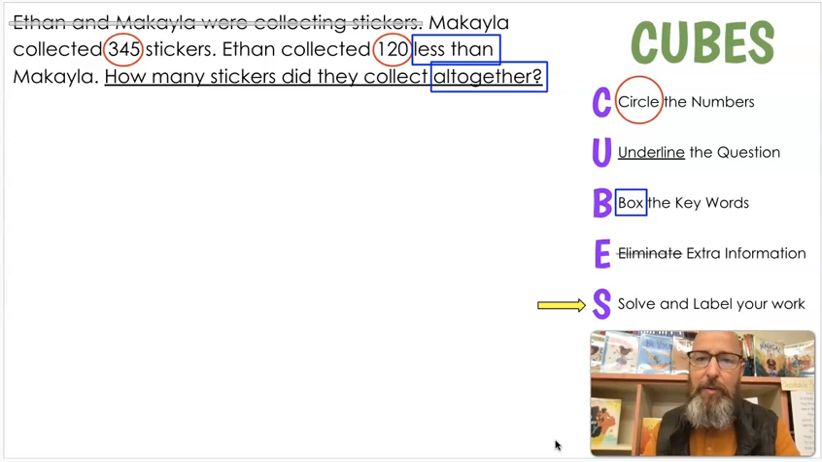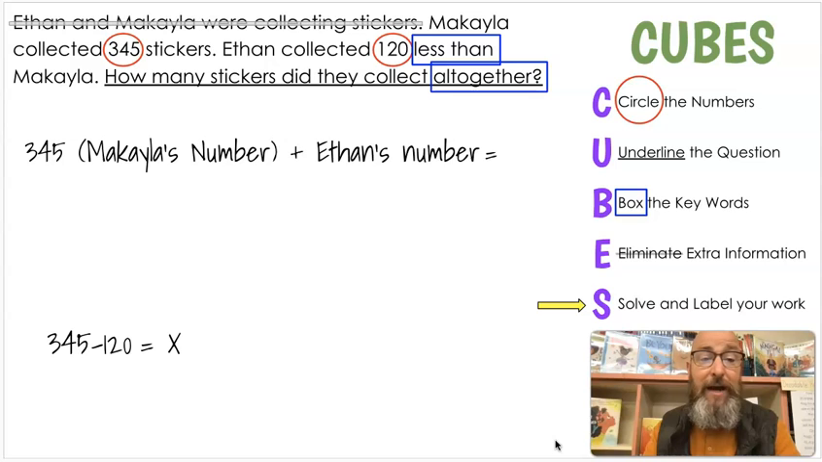Now, we have a problem here. We have 2 things we have to figure out. We have to figure out how many they collected all together. So we have 345 plus Ethan's number. Well, what is Ethan's number? We don't know. Here's how we're going to figure that out. To figure out the altogether, I need Ethan's number, but I need to figure out how to find out Ethan's number. And it says that he collected 120 less than Michaela. So Ethan's number, I just put an X there, is 345, which is what Michaela collected, minus 120.